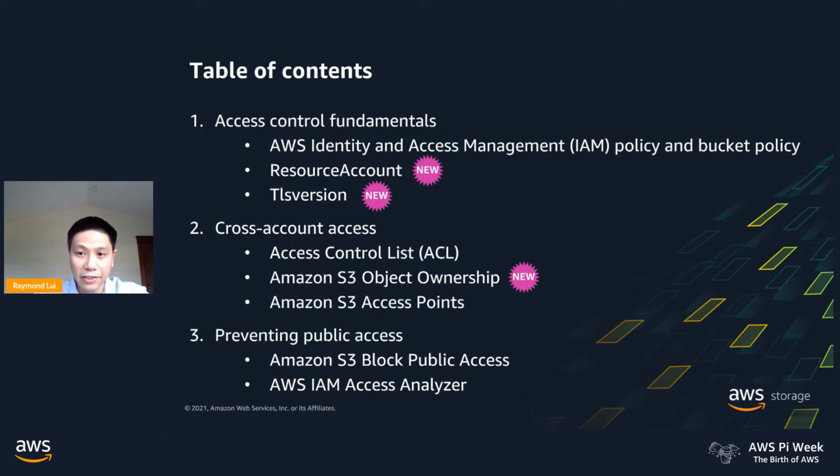First, we will talk about access control fundamentals, including AWS IAM policy, bucket policy, and two new condition keys that we recently launched. Next, we will go to cross-account access that includes topics on access controllers, Amazon S3 object ownership, and Amazon S3 access points. Lastly, we will go over ways to keep your bucket secure by blocking public access and reviewing the permissions that you put in place with external entities using Access Analyzer for S3. With that, let's dive into the first topic.